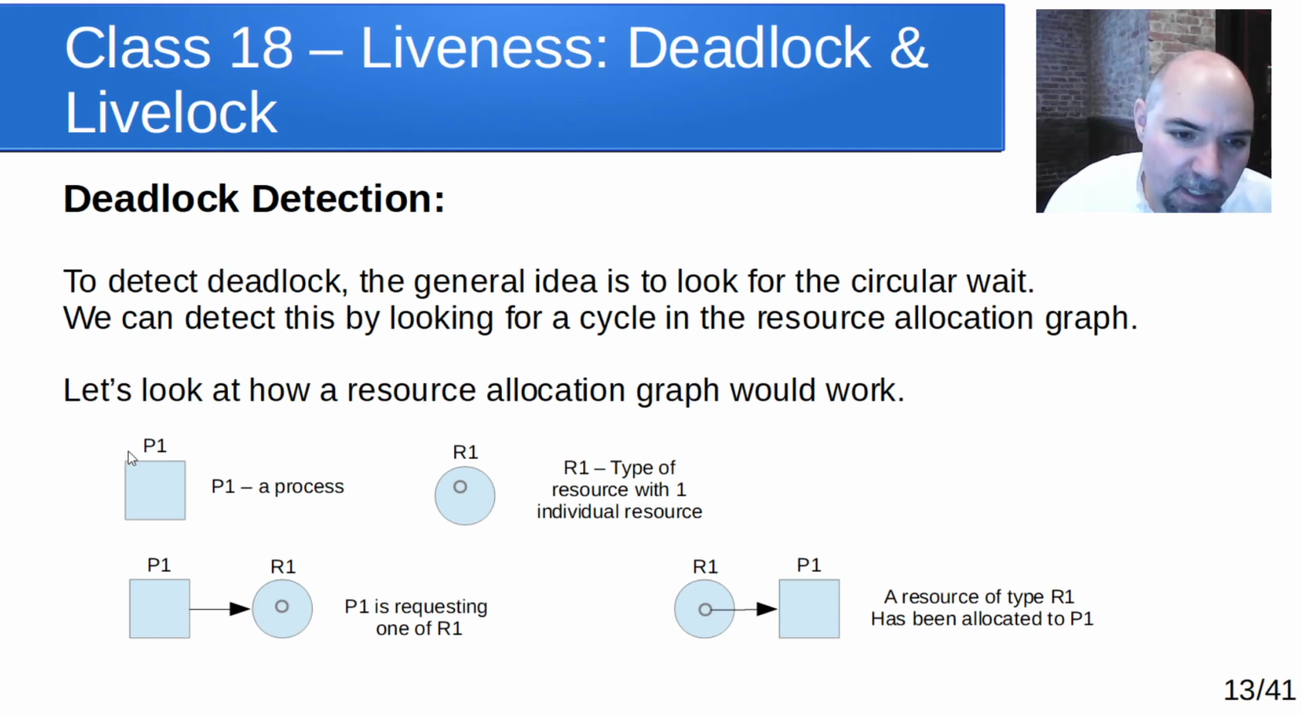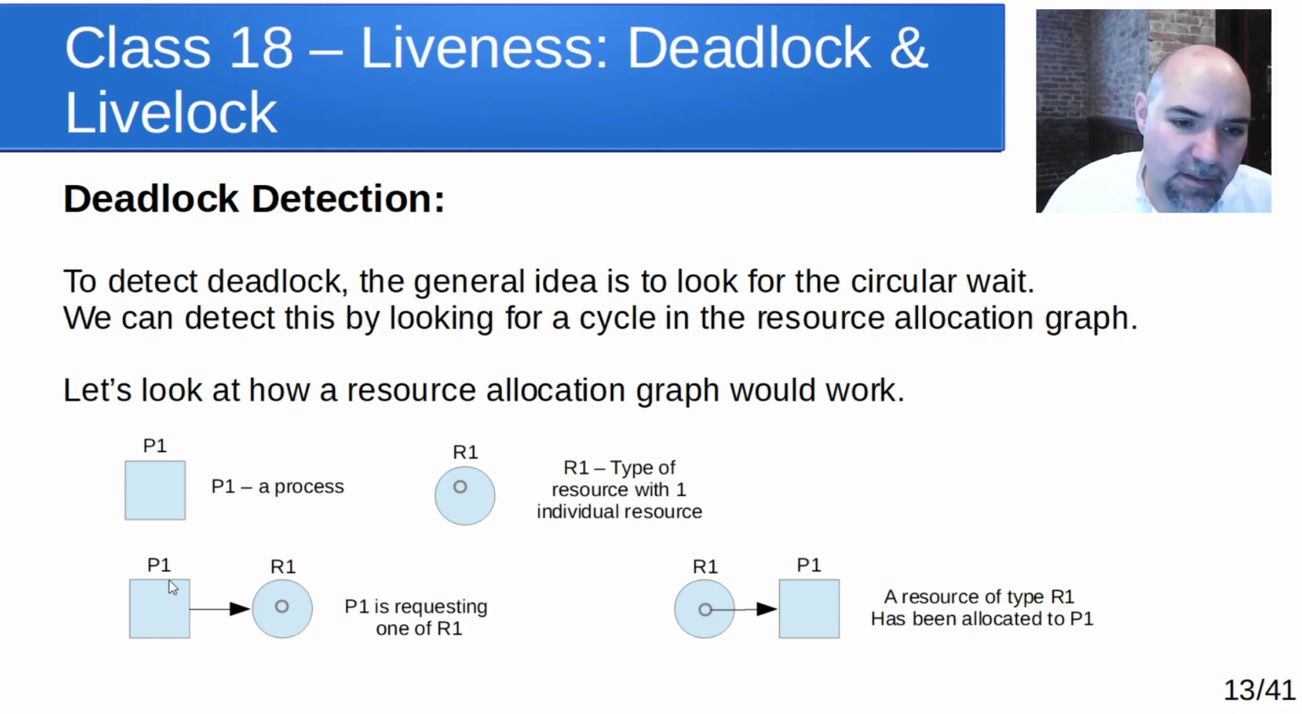These squares are going to be processes. So P1, that's a process. Resources we're going to describe as circles. And inside of that circle is an individual resource of type R1. So R1 is a type of resource. The inside circle here is an individual resource that's available.